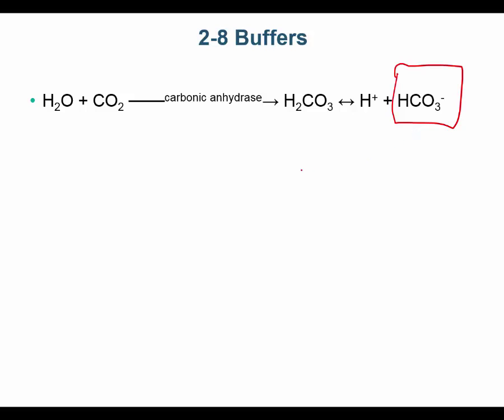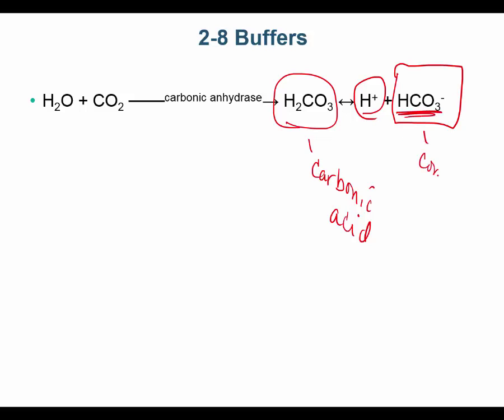Here's how that works. Water plus CO2 in the presence of the enzyme carbonic anhydrase becomes carbonic acid. That's carbonic acid. It's a weak acid. It's not that strong. Carbonic acid dissociates into the acid, the proton, plus the conjugate base, the bicarb. Bicarb is the conjugate base.